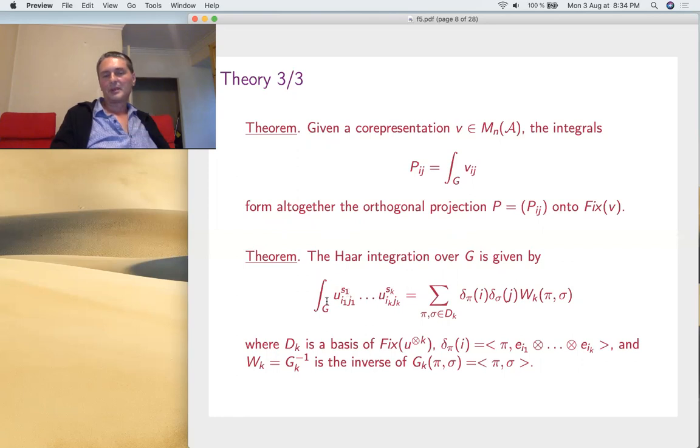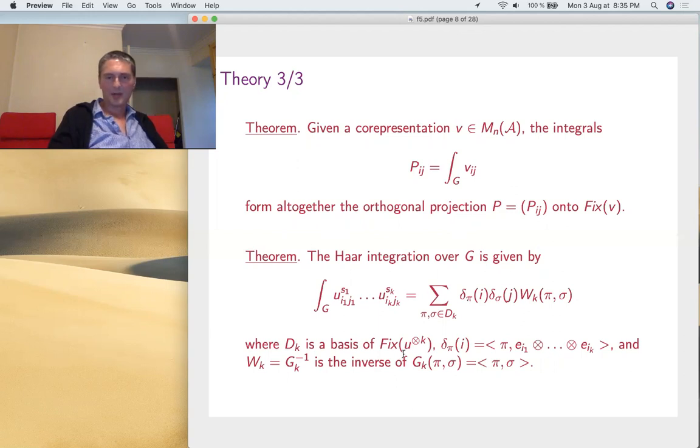So if you want to compute these, what to do? Well, you just have to compute the projection onto the fixed points of U^k. So for that, let's take a basis. Assume that for U^k we were able somehow to compute a basis of its fixed points. Once you have that basis, you have to find the orthogonal projection onto the span of that basis. And everything depends on the Gram matrix of the basis, actually on the inverse of the Gram matrix, the so-called Weingarten matrix. It's a simple linear algebra lemma.